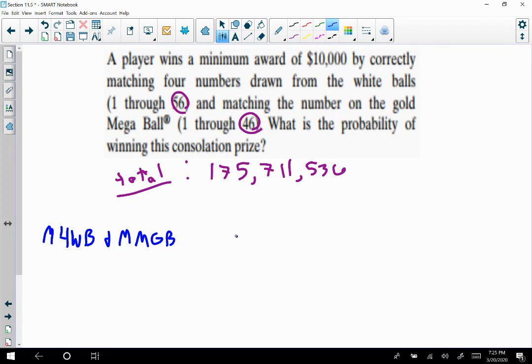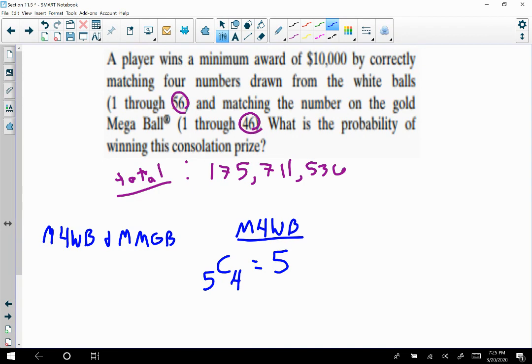First things first, we're going to match 4 white balls. Well, first thing we got to talk about is how many ways there are that we can match 4 white balls. So there are 5 numbers total, and again, we want to choose 4 of them. So we want to match 4 of them. Let's get that number. It's going to be 5 choose 4, which is 5. There are 5 ways to match that.